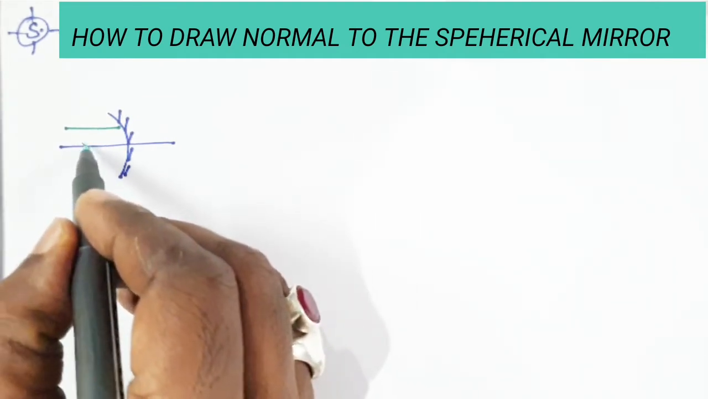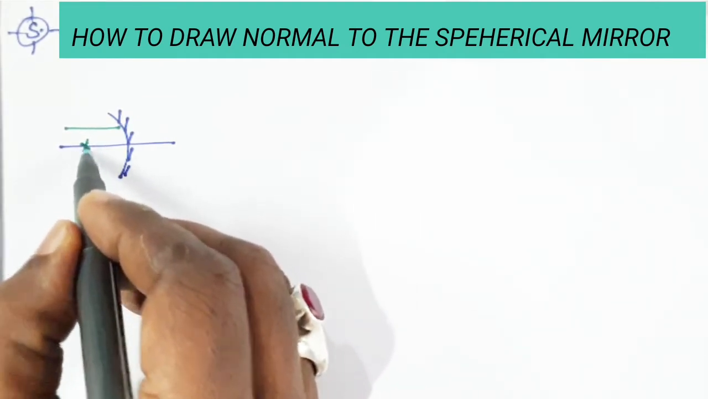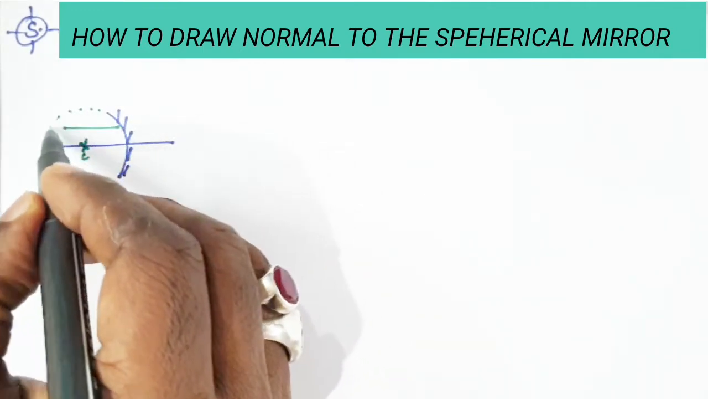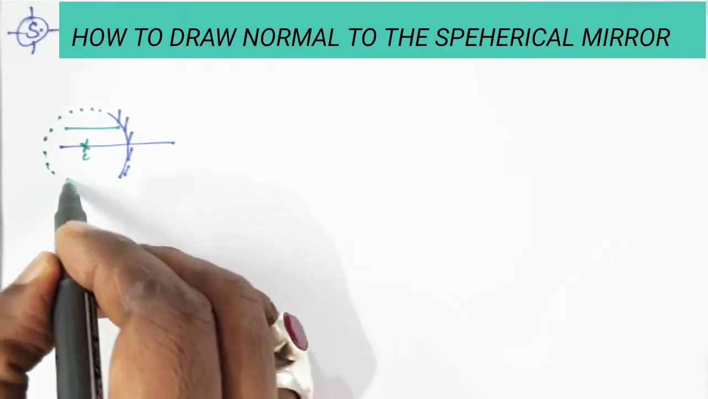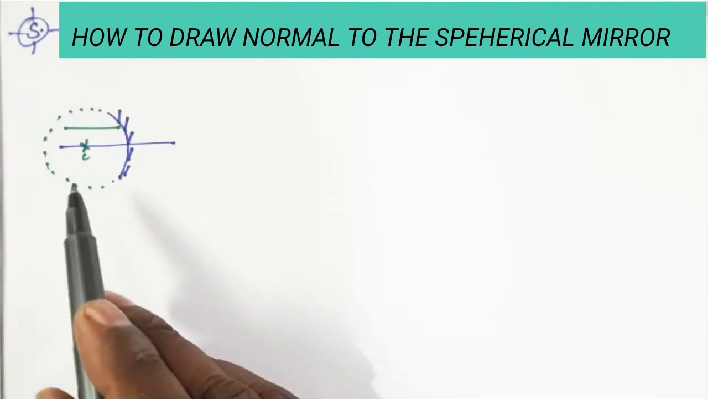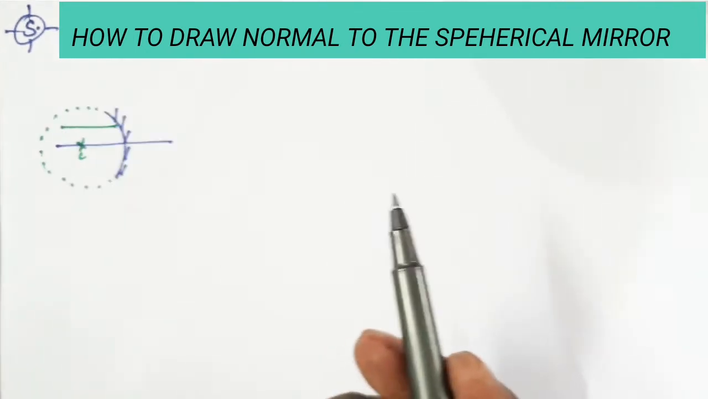Here you can get the center of curvature. You know very well it is a sphere. If you imagine the sphere like this, here you are going to get the center of curvature. Is it clear to you? And now, how to draw the normal? Normal, you know very well.